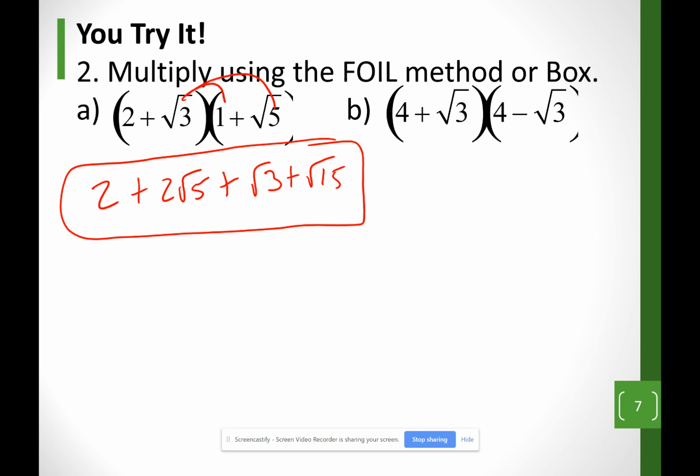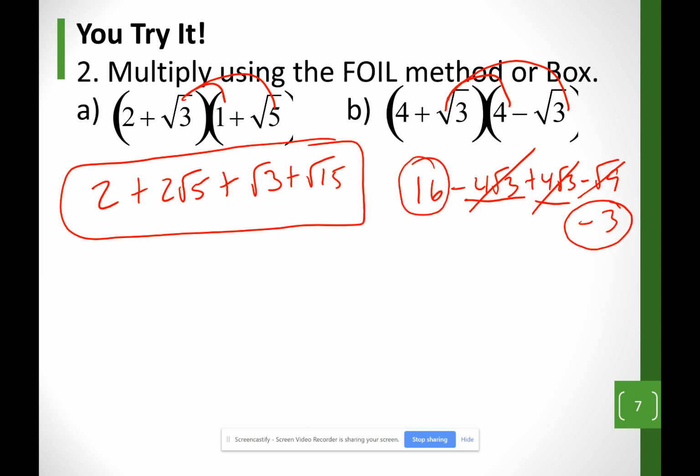Lastly, on this part, let me distribute the 4. 4 times 4 is 16. 4 times a negative radical 3 is negative 4 radical 3. Now let me distribute the radical 3. I have plus 4 radical 3 minus radical 9. The like terms in the center cancel out. Now at the end, I have minus the square root of 9. I'm just going to call that minus 3, right? Square root of 9 is 3. So I have 16 minus 3. I'm going to call that 13.